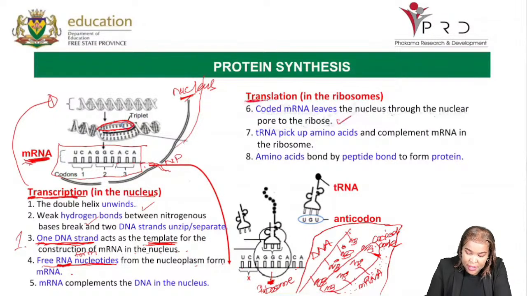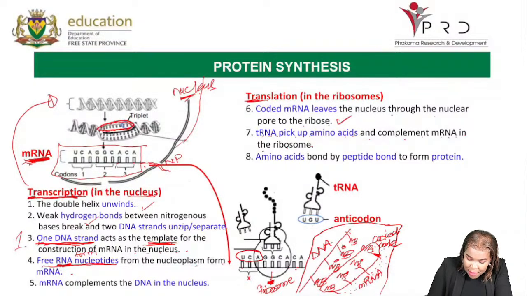It attaches itself there. Then tRNA is going to pick up amino acids and complement mRNA in the ribosome. I know this step, you might not understand what is happening. Because you have the triplet bases, let's start with the first ones. Here you have UCA.